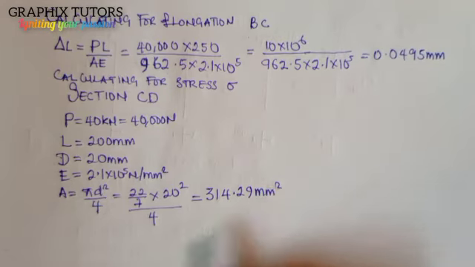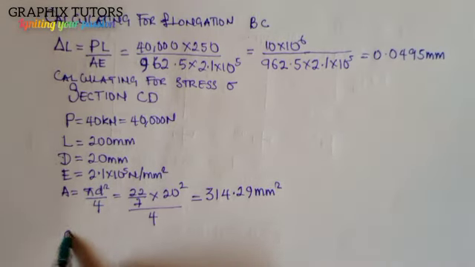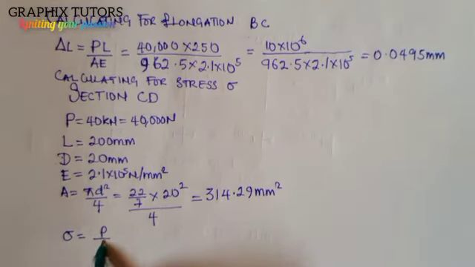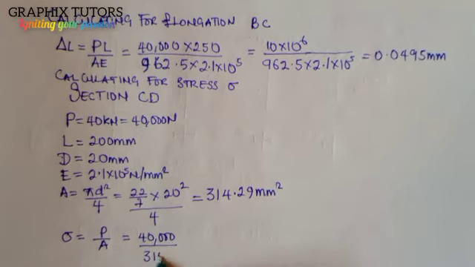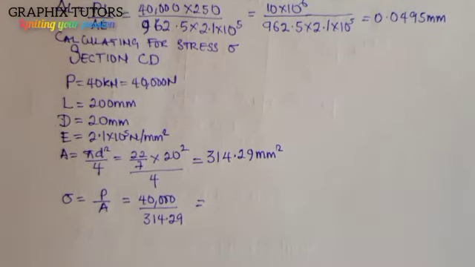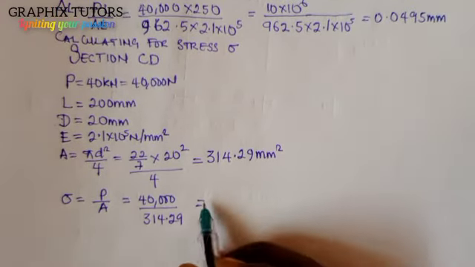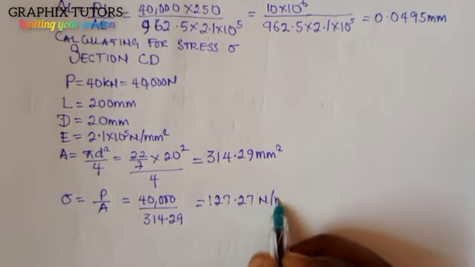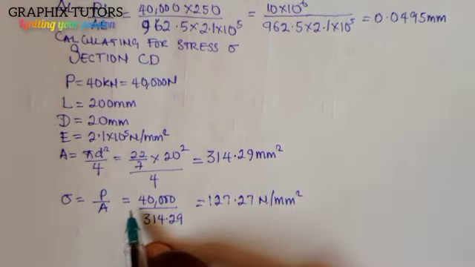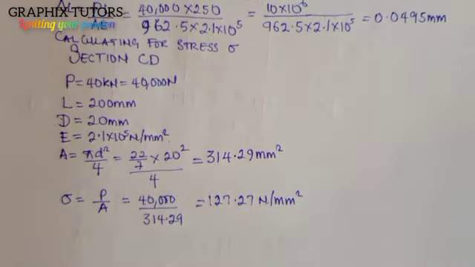So from here we can now say that calculating for the stress will give force over area. The force we had is 40,000 all over the area, which is 314.29. So this will now give us 127.27 Newton per millimeter square. Now this is the stress for section CD. Now the elongation.